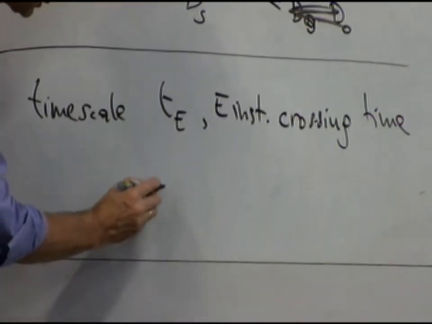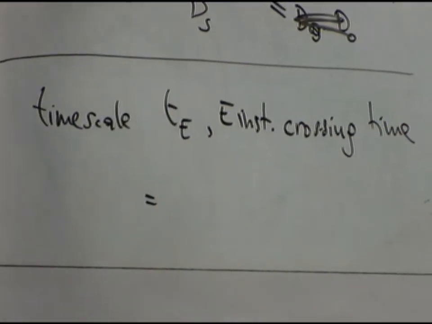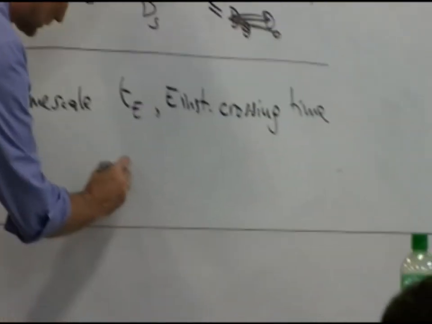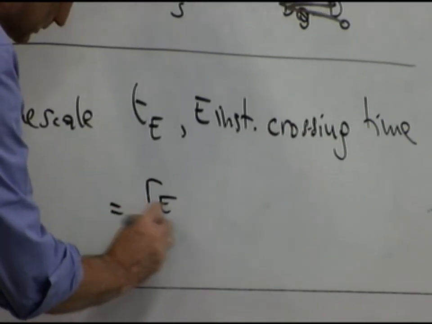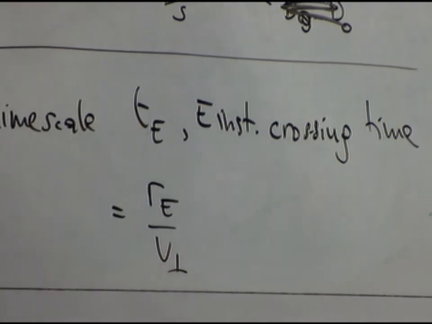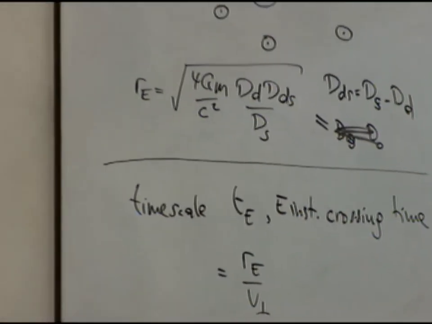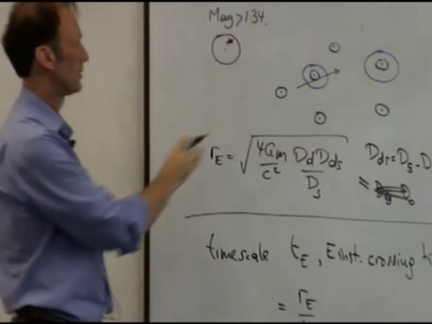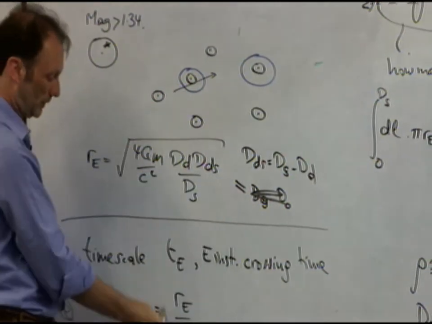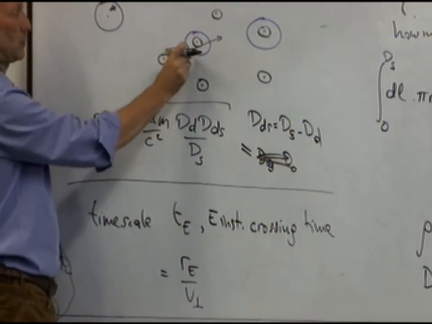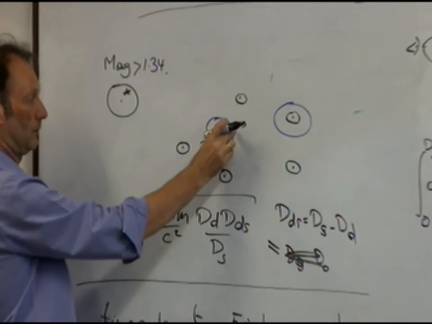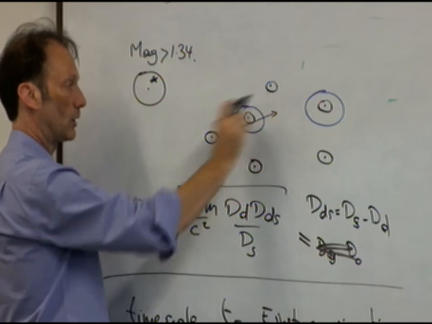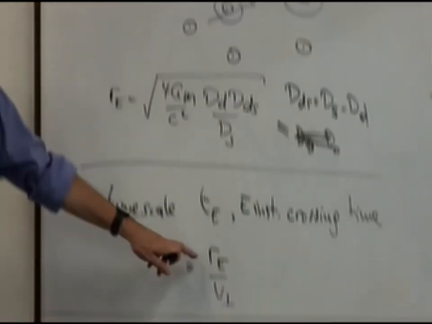And that's the time it takes the lens to cross the size of its own Einstein disk. So it's the size of the Einstein radius divided by the velocity in the plane of the sky. So if your lens is moving at a certain speed v, then it will take a certain time for the lens to cross, for the background star to be no longer covered by this disk, and this time scale tells you what time.